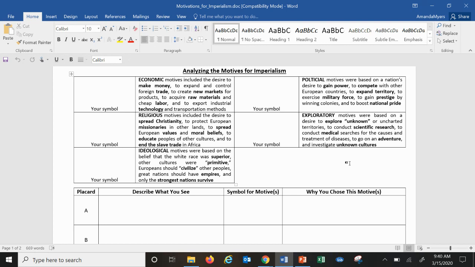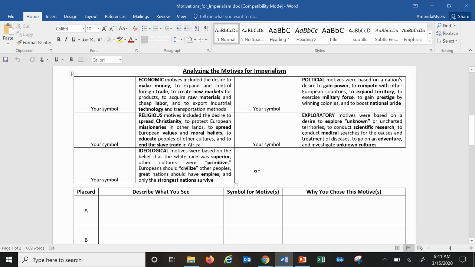Economic, that's easy. They wanted to make money. So if they could get raw materials, you see that's bolded here, or if they could get new markets to sell their goods, that was a main motive for imperialism. Religious was to spread Christianity. So for most of these, people draw like a $ sign here, a cross here.